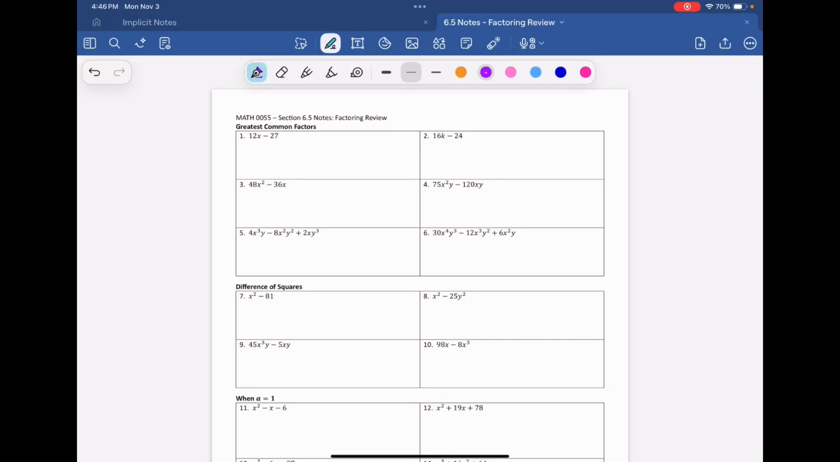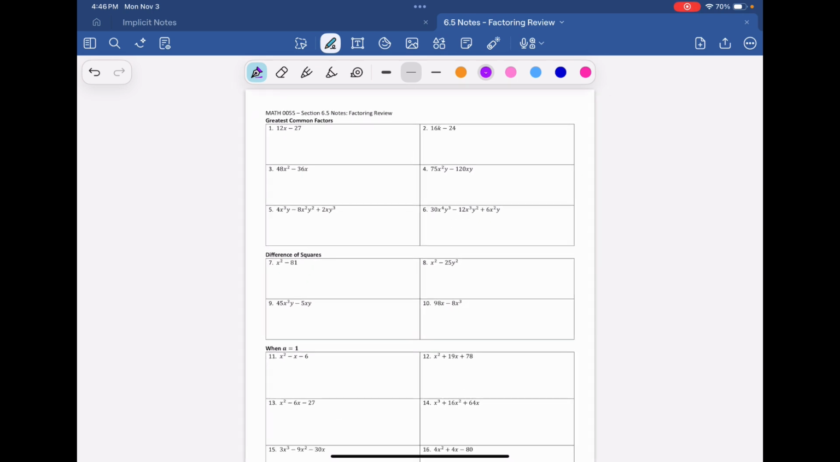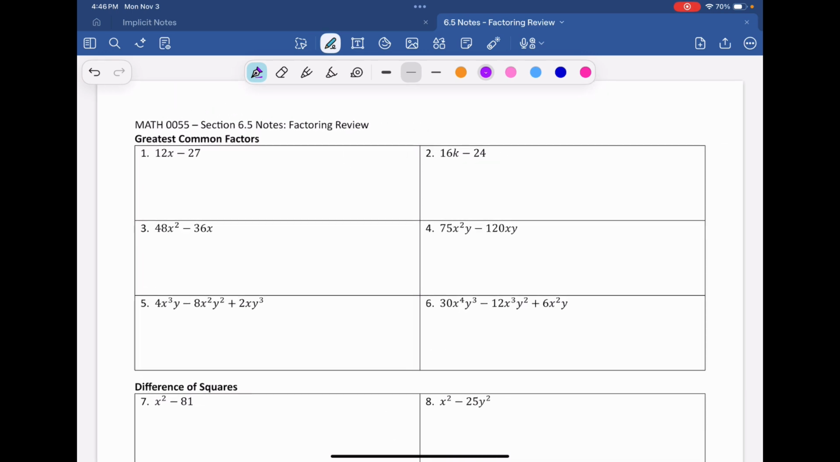We're finishing out Unit 6. 6.5 is just straight factoring review. And then 6.6 is solving using the factoring. And then 6.7 is applications. So this is just a strict factoring review. So stuff we've already done.